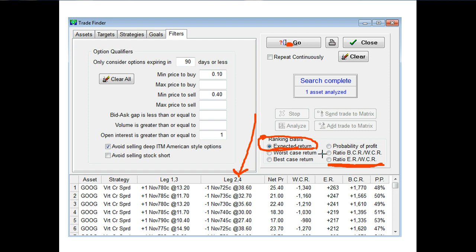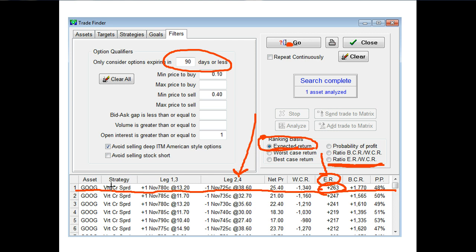Those that have the highest expected return pop up at the top of the list, beginning with this one. Here is a bear call spread in Google. See that? And notice that its expected return is at 263. It's higher than all the other bear call spreads in months expiring in 90 days or less.